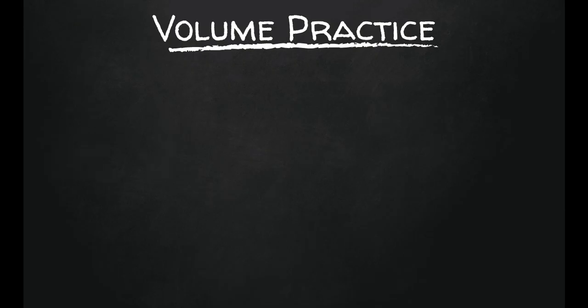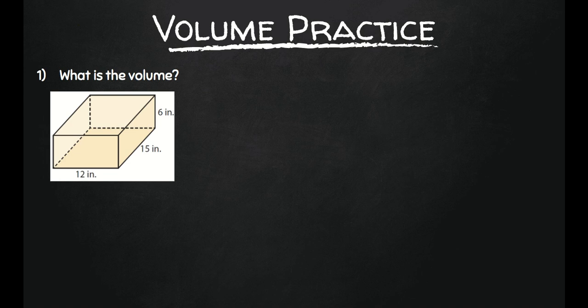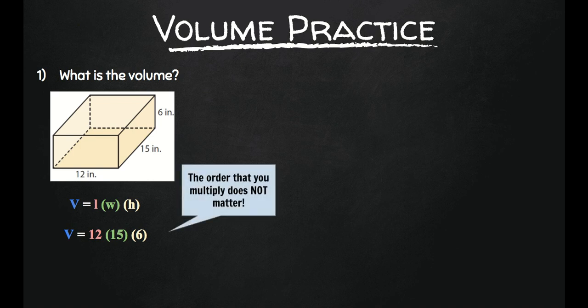Some practice problems you might see will ask you to find the volume. I'm going to start with my formula, which is that the volume is equal to the length times the width times the height. Next, I'm going to plug in what I know based on the information given in the picture. I know that the length is 12, the width is 15, and the height is 6. Now, the order that you multiply does not matter. So if you thought that the height was 15 and you multiplied in a different order, that's not going to change your answer, so don't worry about that. My next step is to just multiply these three numbers, and I determined that the volume is 1,080 cubic inches.